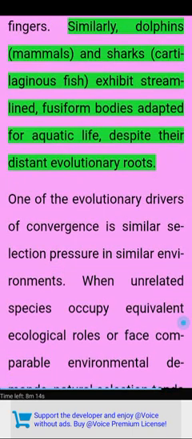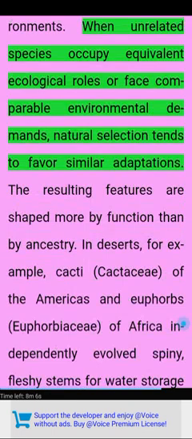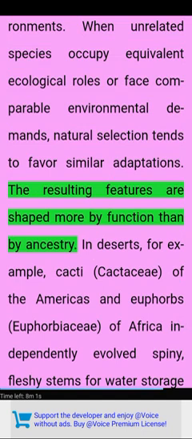Similarly, dolphins, which are mammals, and sharks, which are cartilaginous fish, exhibit streamlined, fusiform bodies adapted for aquatic life, despite their distant evolutionary roots. One of the evolutionary drivers of convergence is similar selection pressure in similar environments. When unrelated species occupy equivalent ecological roles or face comparable environmental demands, natural selection tends to favor similar adaptations. The resulting features are shaped more by function than by ancestry.